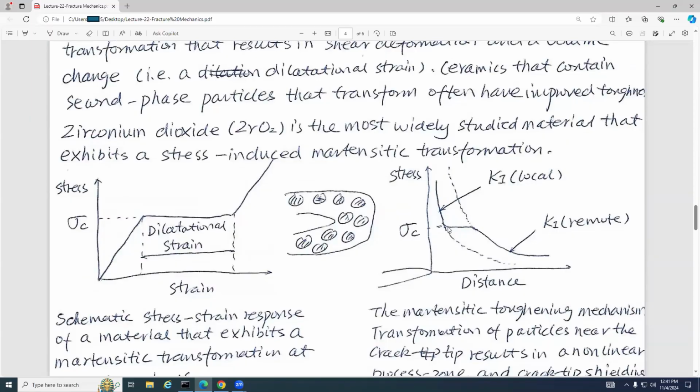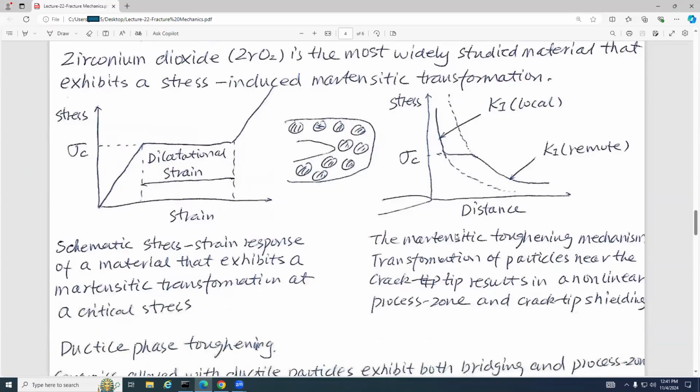However, if we take a look locally, we have Ki here for the case sigma c, and then we have these kinds of things. You can see this Ki and this Ki, and they are connected. So this is called the shielding. This is a second toughening mechanism.